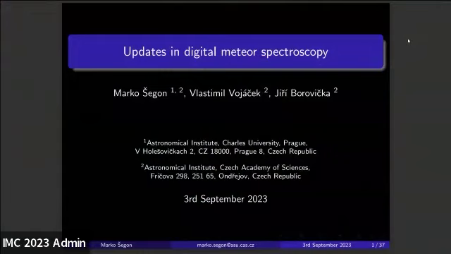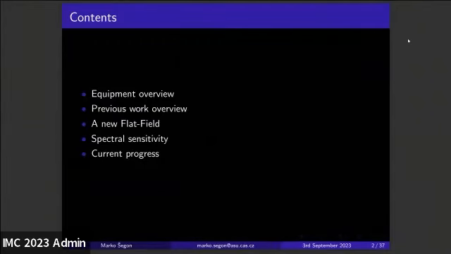Last year I was talking about the transition from analog to digital meteor spectra. Since last year, I've been working on it together with my colleague Vlastimil Vojacek, and we have come to understand a few more things. Today's talk will be a follow-up to last year's, starting with a brief overview of the equipment we are using and our previous work, and then mostly discussing the newly developed flat field and some spectral sensitivity remarks.